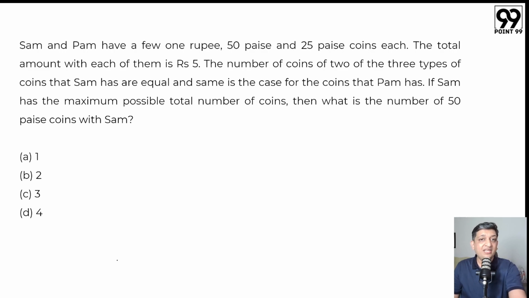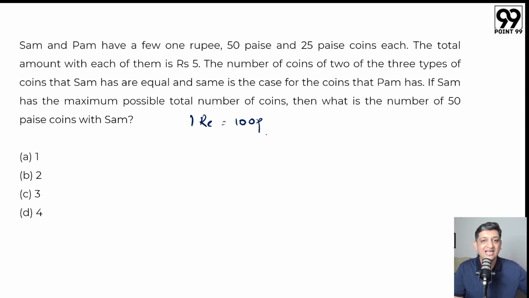Then what else is happening here? We also know that if Sam has the maximum possible total number of coins, then what is the number of 50 paise coins with Sam? Now some of you might find it difficult to understand what is 50 paise, 1 rupee and 20 paise, but 1 rupee is 100 paise.